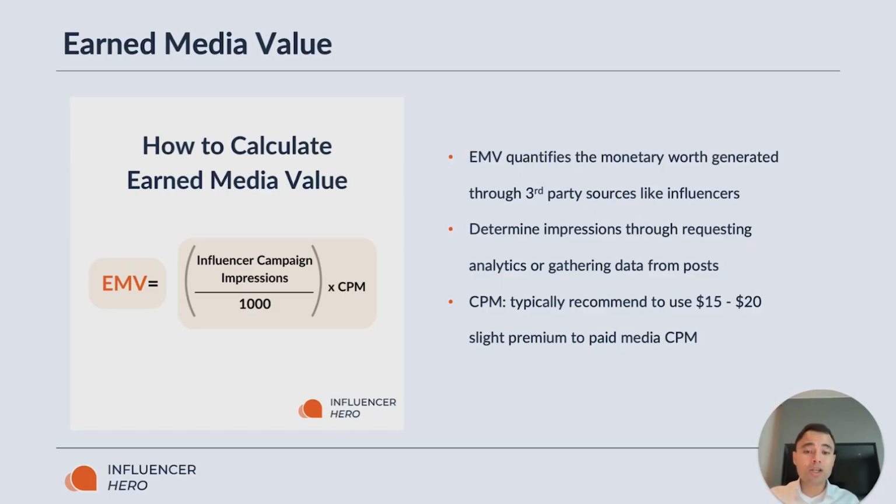Now you might be asking, okay, what CPM should I use? Now, what we typically recommend is to look at your paid CPM and then put a slight premium on your paid CPM, right? Now, why is this the case? So let's take the example of your Facebook ads. You're having an average CPM of around $10. You would take a CPM of 15 or 20 for calculating your EMV.